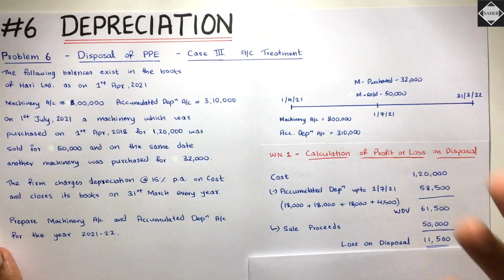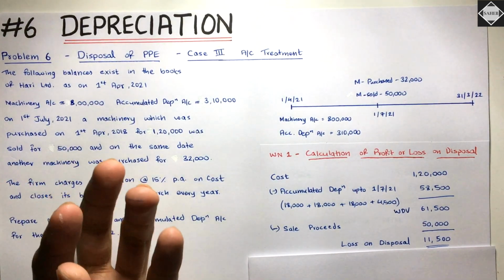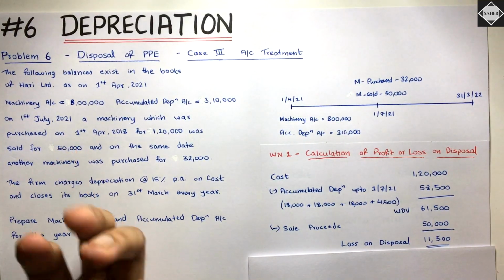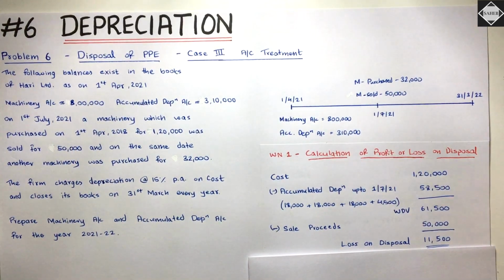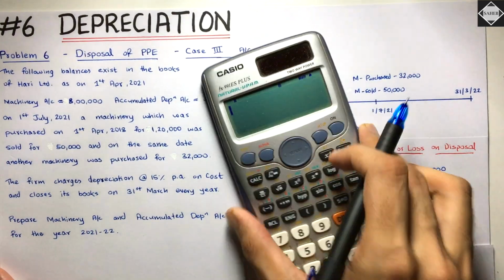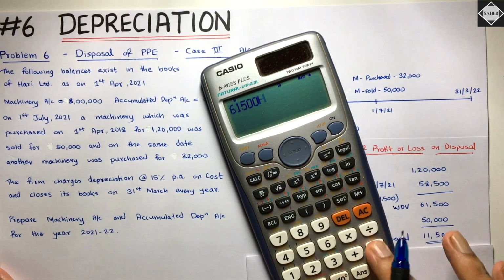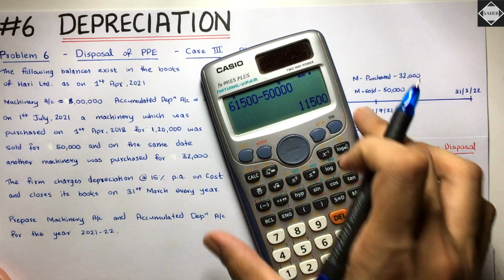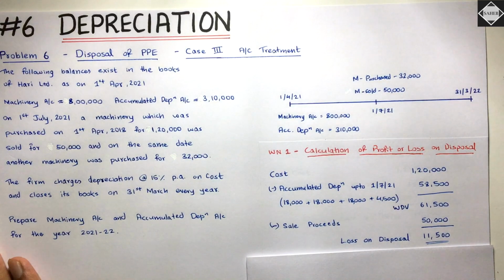So of course you can understand, this much money you have got and the WDV is this much. So of course you have made a loss, right? WDV is more, book value is more. You have made a loss. Loss of how much? 11,500. 61,500 minus 50,000, that's equal to 11,500. That's the loss on disposal.